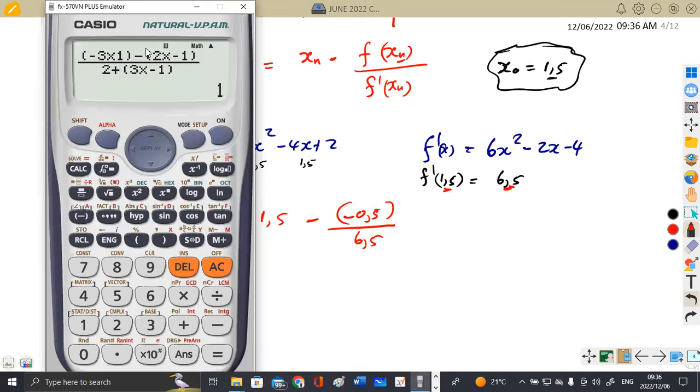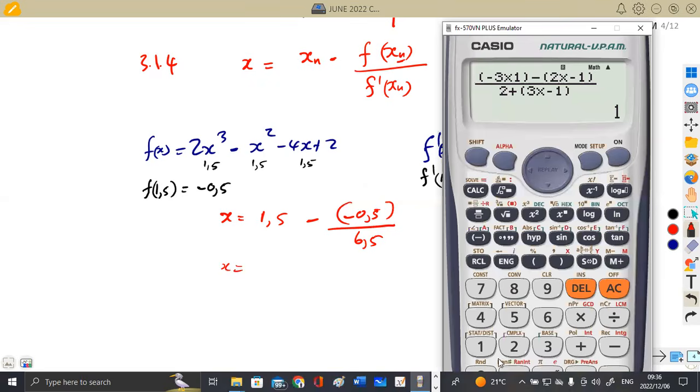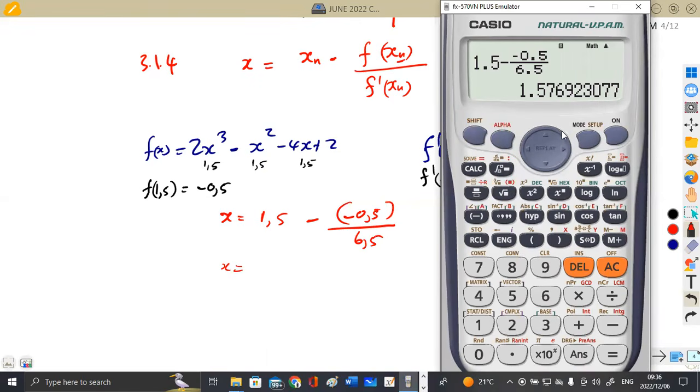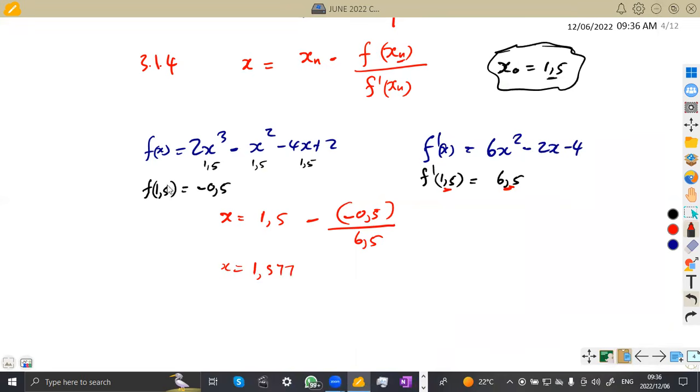So there I just have to use your calculator, which is 1,5 minus, you've got a fraction of negative 0,5 over 6,5, which is an endless decimal, but we are told to three decimal places. So this is going to be 1,577. 9 is going to change 6 into 7. So it's 1,577. So you do the same thing, just like what we did previously.